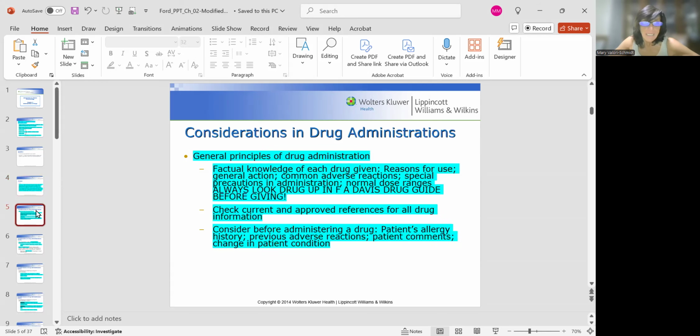All right. General principles of drug administration. Never give a drug if you don't know what it is. That is it. That is the cardinal rule. Okay. You need a factual knowledge of every drug that you're giving. You need to know why it's being given, what the action is, adverse reactions that you have to be aware of, special precautions with administration, the normal dose ranges, because I have news for you. Physicians and pharmacists are human beings too, and they can make mistakes. Okay. You want to make sure you check your nursing drug guide. Okay. Always check it.